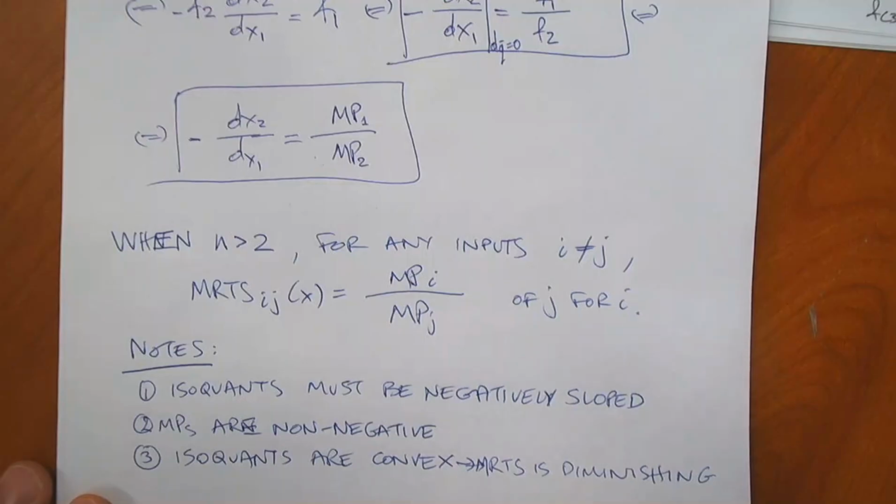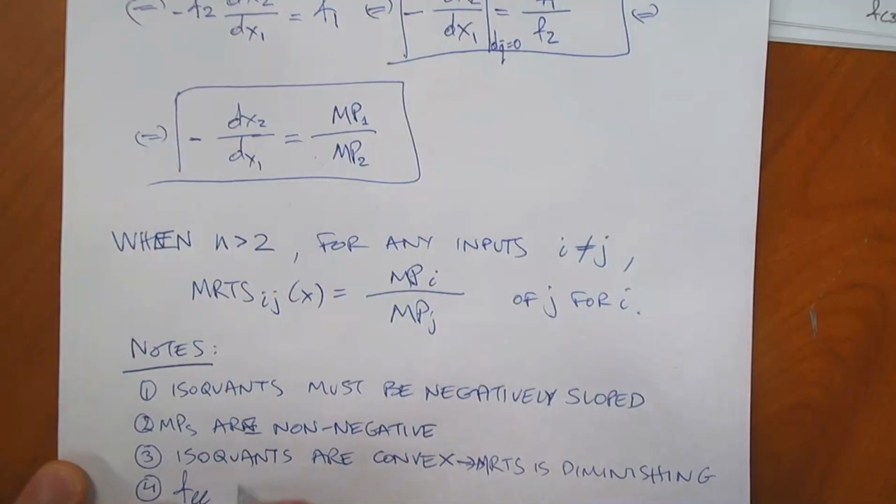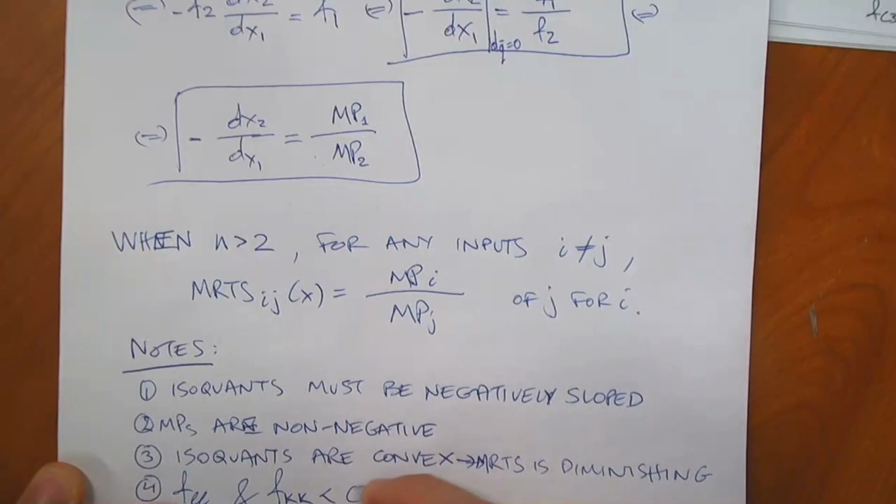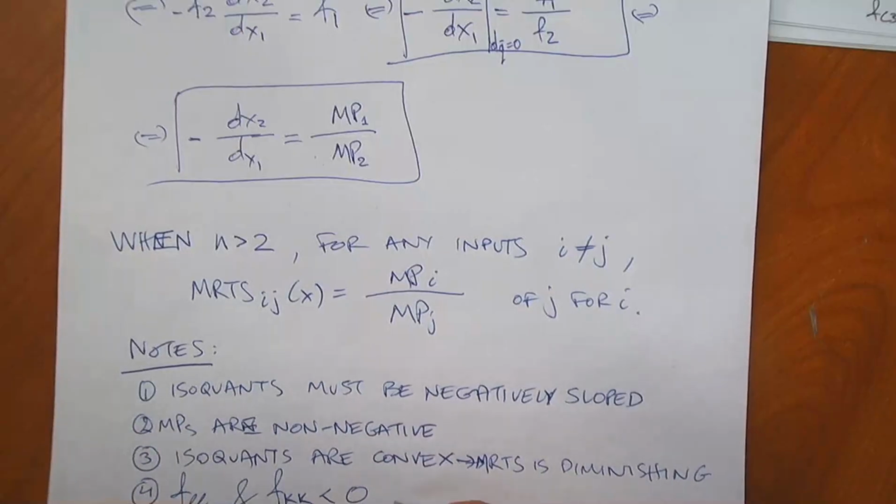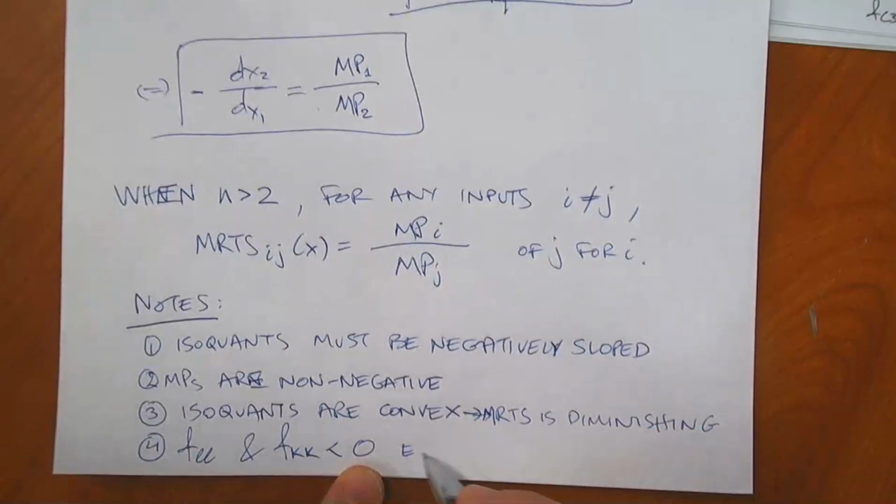And the fourth note has to do with the second partial derivatives: the marginal product of labor differentiated with respect to labor, and the marginal product of capital differentiated with respect to capital, being negative also eventually.